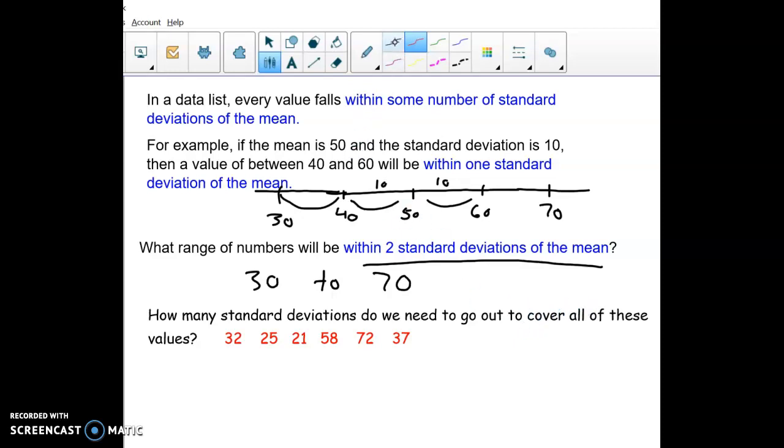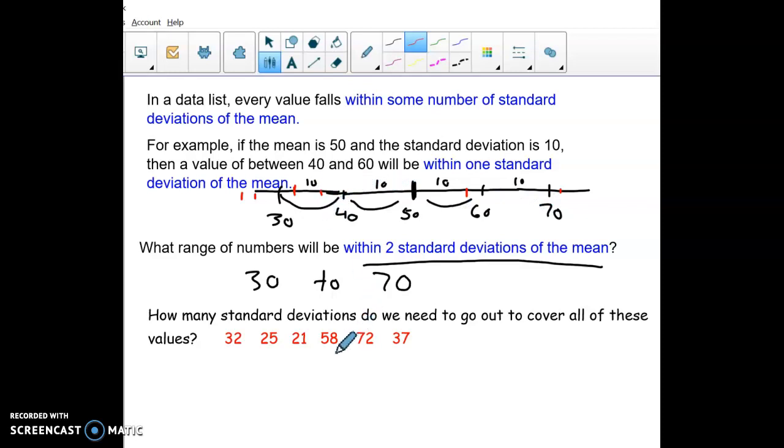So again, I'm going to try to do this visually. Here's my picture for two standard deviations, with 50 in the middle. We can see that 32 falls in that range. It falls right there. 25 falls outside of it, so it's going to take more than two standard deviations to cover everything. Same thing with 21, it would be down here. 58 is okay with two standard deviations. 72 falls outside of that, and 37 would be okay.